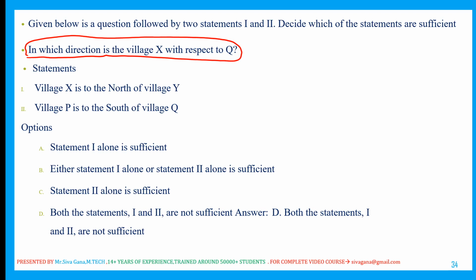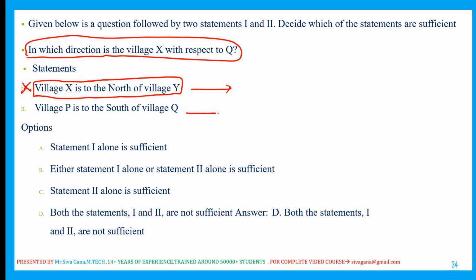Okay. Statement 1 is this one. Let us say village X is to the north of village Y. Now in statement 1 alone, there is no information about Q. So it is not sufficient alone to answer.